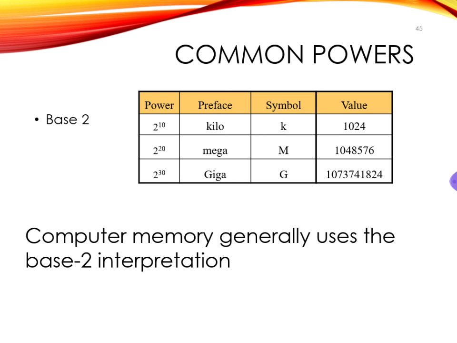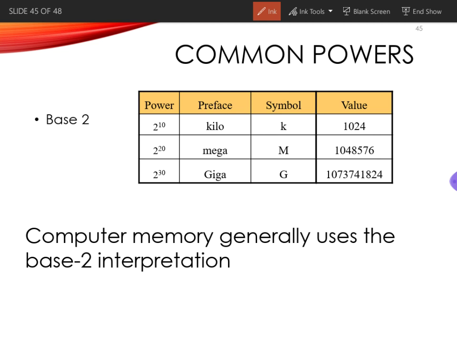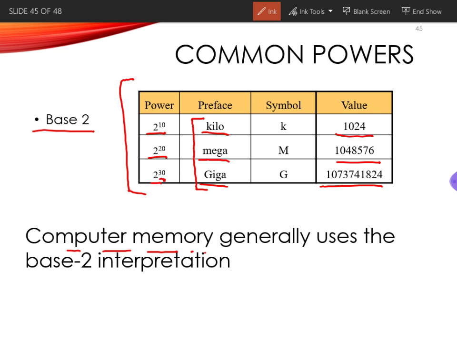So one additional piece of information which might be useful is about base 2 and the way that we use the powers. For base 2 numbers, we refer to powers with prefixes. So if it is 2 to the power 10, it's kilo. If it is power 20, we say that's mega. If it's power 30, we say it's giga. The values are converted into decimal values as such. And the reason why we have this is because computer memory generally uses a base 2 interpretation.